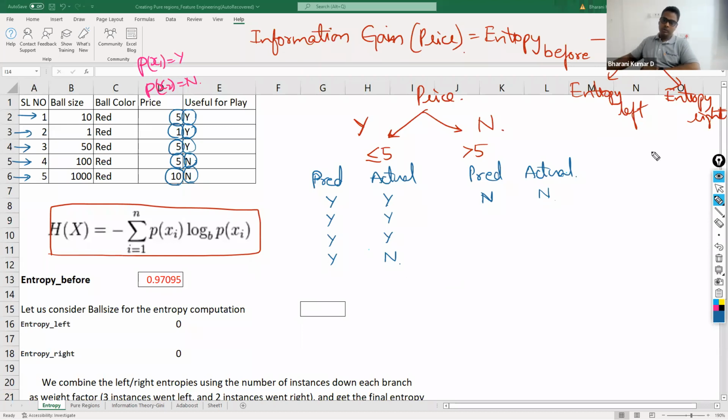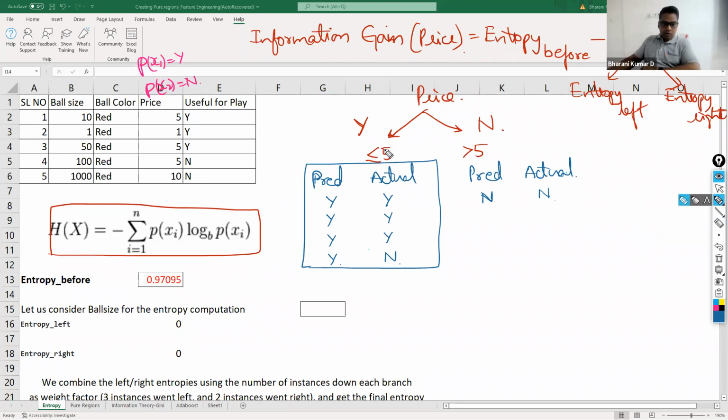Now let us calculate entropy towards the left and entropy towards the right. Left side is this. Less than or equal to 5, that's your left side. So less than or equal to 5, you'll have 1, 2, 3, 4, all these 4 values. How many yes do we have here? 3 out of 4. And how many no do we have? 1 out of 4.